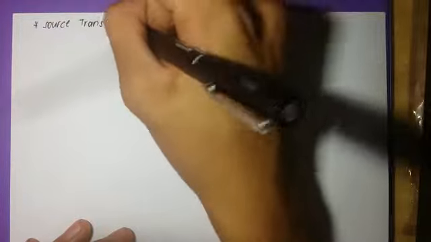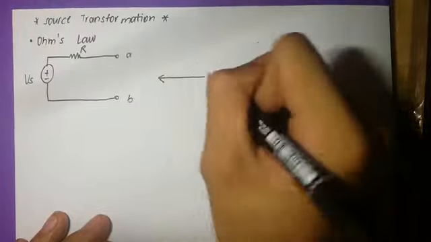Now I'll be discussing the source transformation method. Source transformation is another tool for simplifying circuits. This method utilizes the concept of Ohm's law in order for us to fully understand a given circuit. This diagram shows how source transformation works.